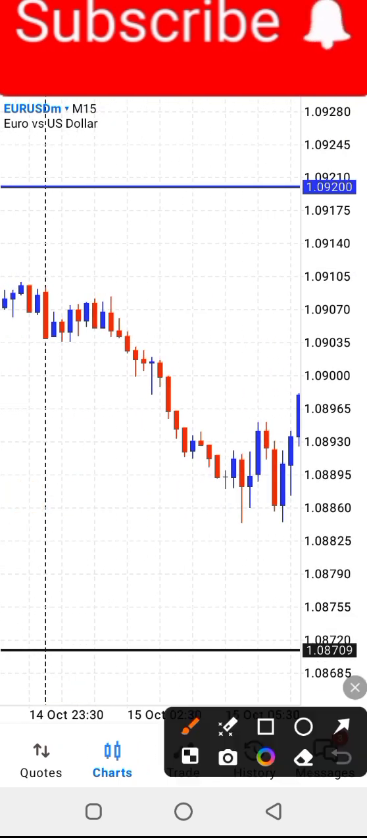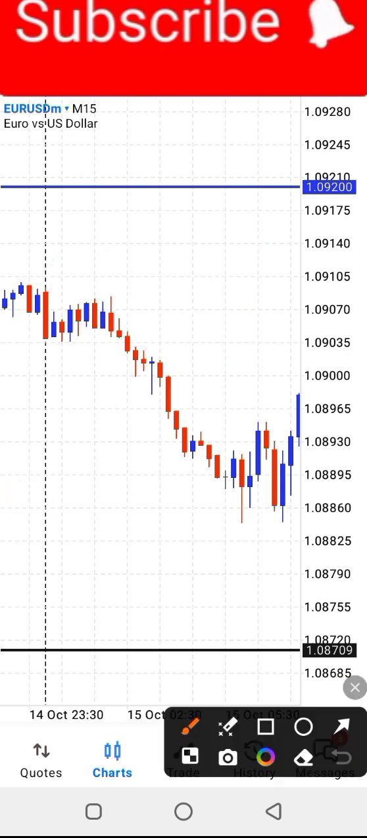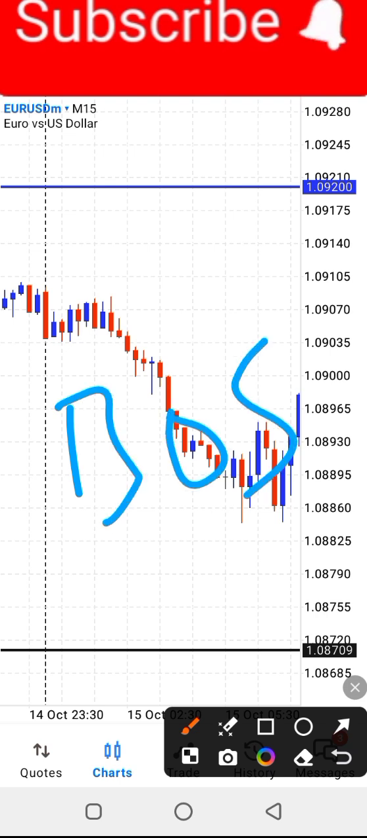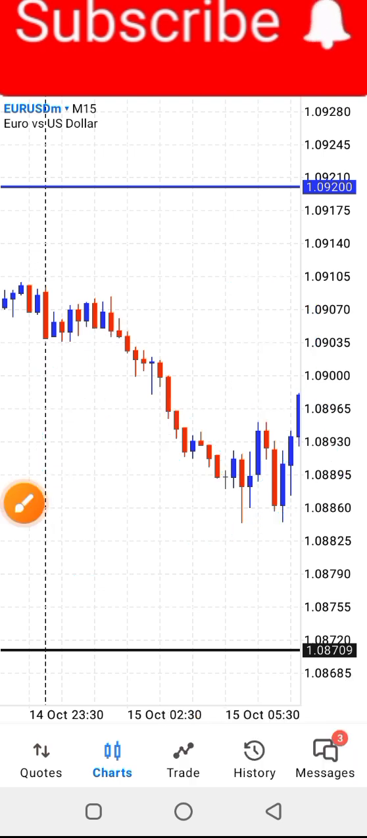So the very first thing you would need to master is something I call change of character, aka CHoCH. Change of character is the very first thing you need to master. The next thing is break of structure, BOS. So a combination of these two is what you're going to be using for this particular strategy. For you to enter a trade, you must see a change of character and a break of structure. That's just the combination that you need in order to make this work. So I'll go over a few illustrations.